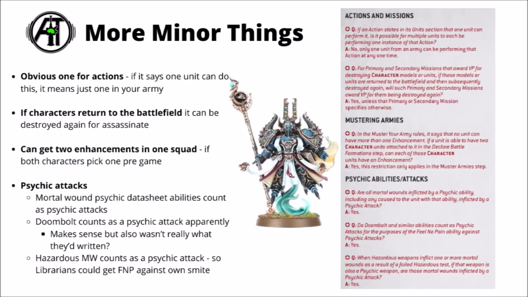Psychic datasheet abilities like, say, Typhus's mortal wound attack, that does count as a psychic attack, so you can use saves like feel no pains against his mortal wounds there. And the Thousand Suns Doombolt is also ruled to be a psychic attack here. I feel like that wasn't really what they'd written, even if it was entirely keying off psychic units using it, it does make sense in the lore. Can't really argue that given the whole fluff and feel of it, though, it does feel like it should be counted as a psychic attack, so things that ward psychic should be good against it.